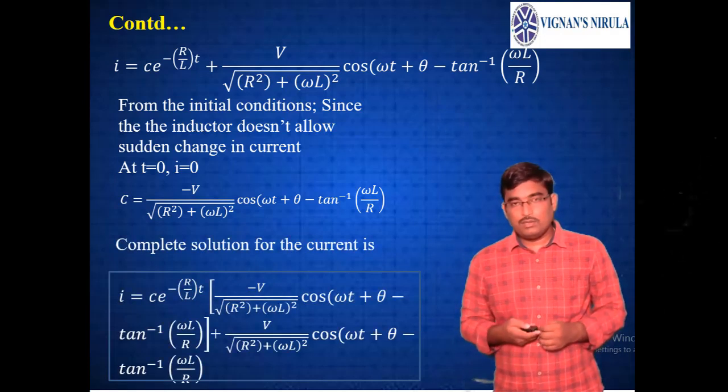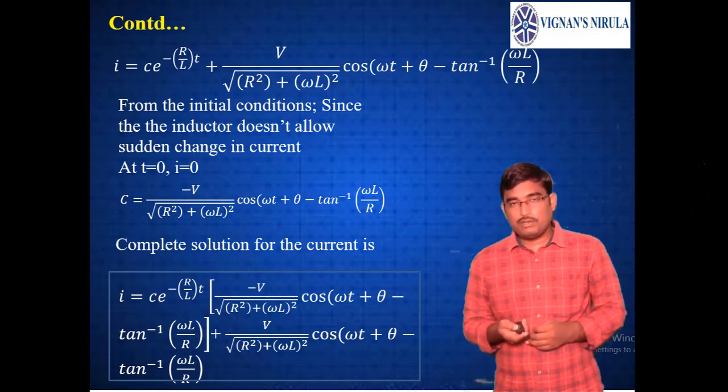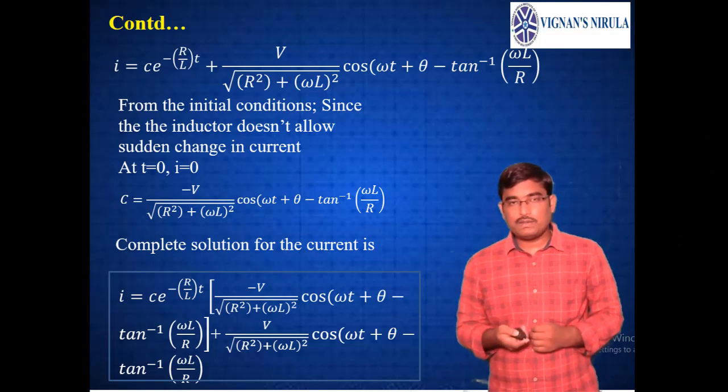Now finally the complete solution for the current is I equals C into e power minus R by L into t, where in the place of C we have substituted the equation obtained for C. So I equals e power minus R by L into t into minus V by square root of R square plus omega L whole square into cos of theta minus tan inverse omega L by R, since omega t is 0, plus V by square root of R square plus omega L whole square into cos of omega t plus theta minus tan inverse omega L by R. This is the complete solution for the current I in the RL circuit when the input is sinusoidal.